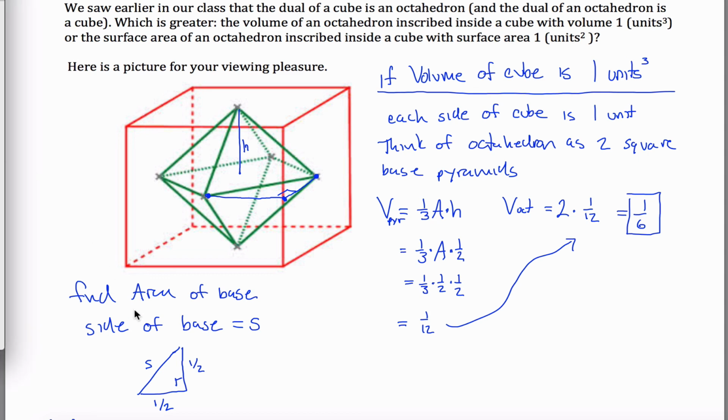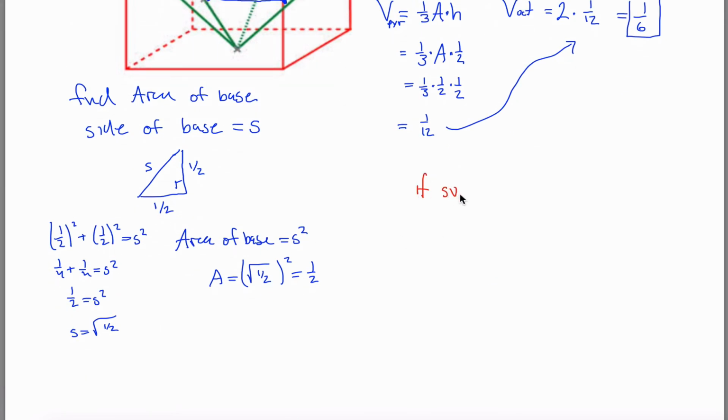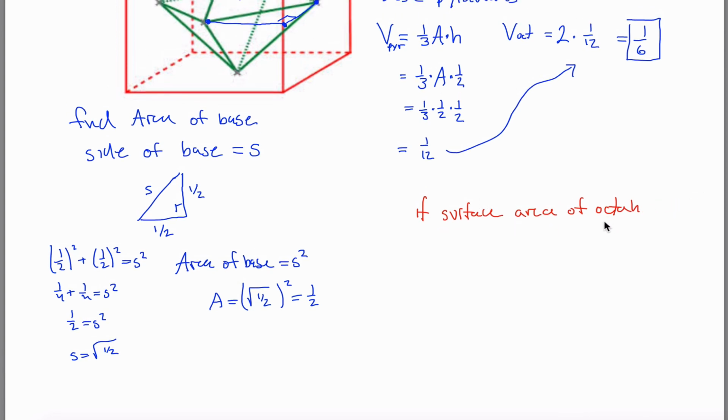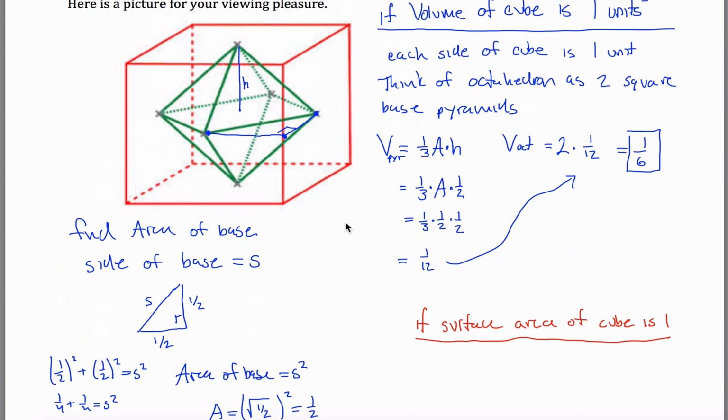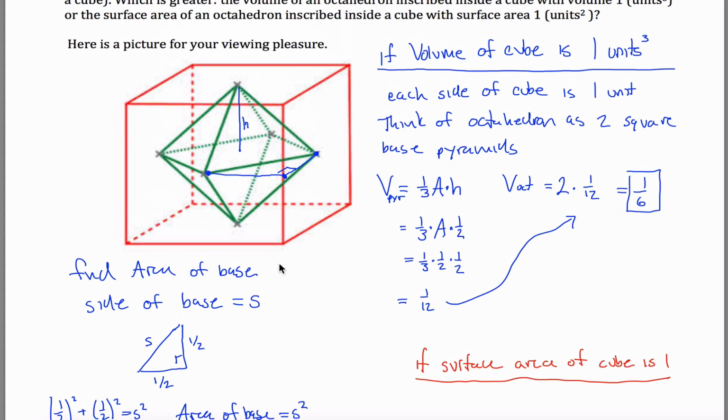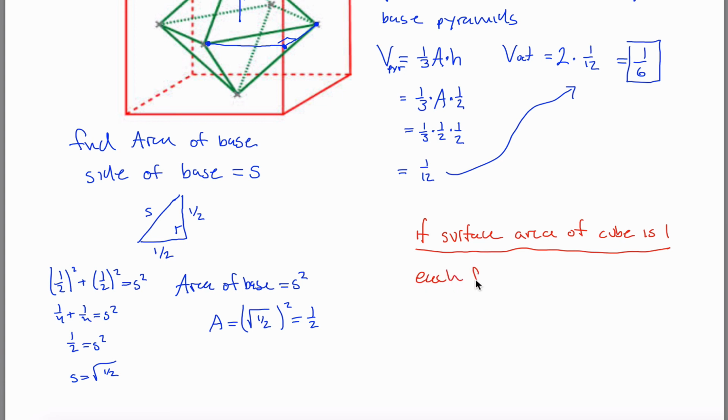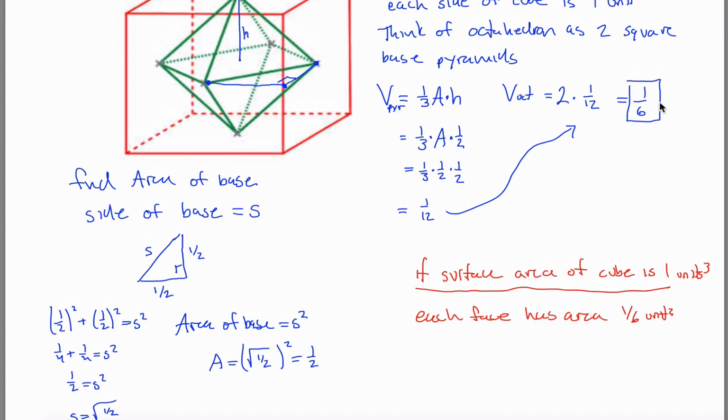What about surface area? Well, let's see. If the surface area of the octahedron is 1. Sorry, not the octahedron. The surface area of the cube is 1. Then I want to figure out the surface area of the octahedron. Well, if the surface area of the cube is 1, know that there's 6 faces on this cube. So each face has area 1/6. The 6 1/6 would make this 1. 1/6 unit squared if you want. Volume, this should have been units cubed, I guess.